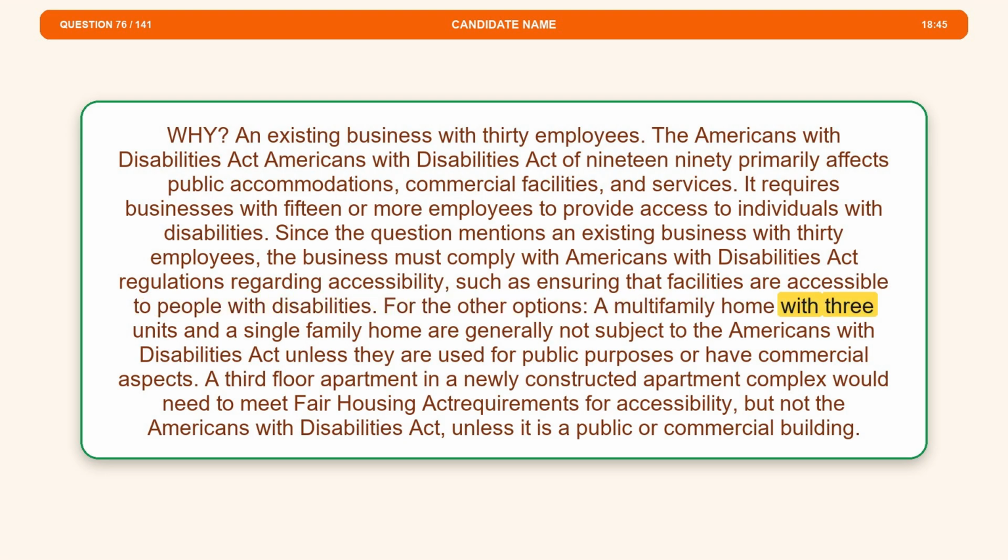For the other options, a multifamily home with 3 units and a single-family home are generally not subject to the Americans with Disabilities Act unless they are used for public purposes or have commercial aspects. A third-floor apartment in a newly constructed apartment complex would need to meet Fair Housing Act requirements for accessibility, but not the Americans with Disabilities Act, unless it is a public or commercial building.